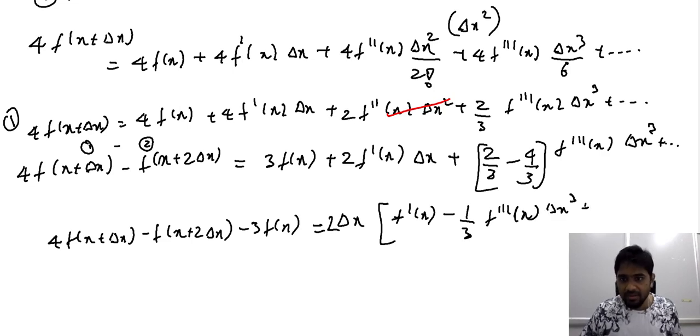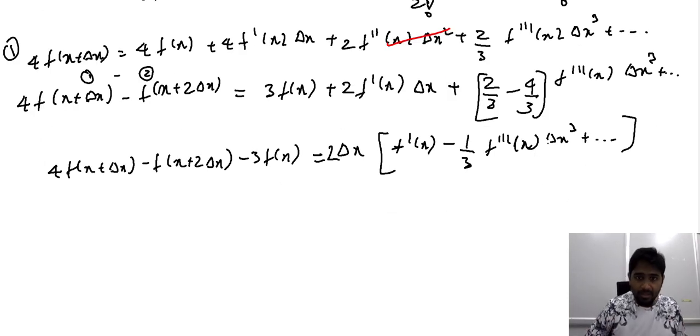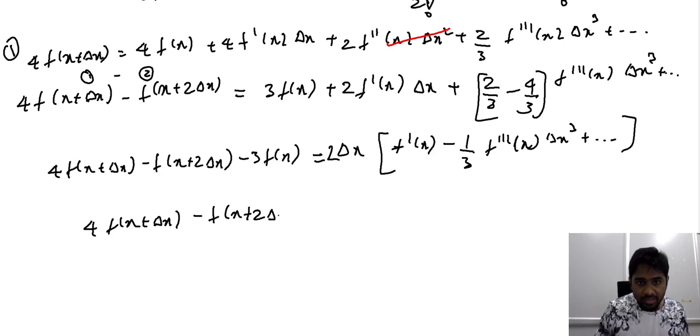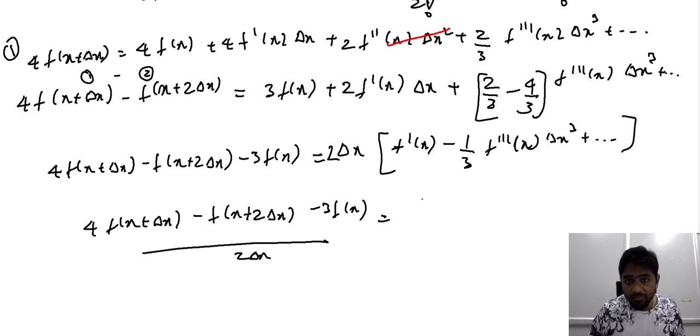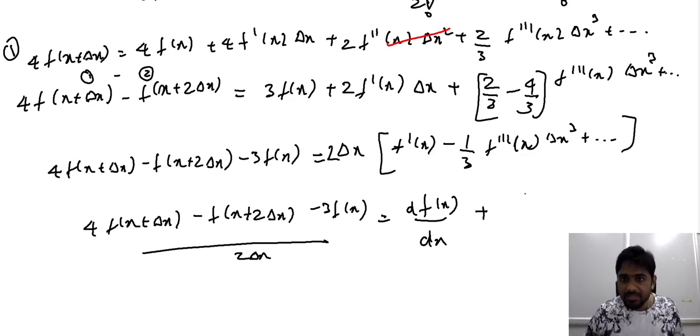So of course these are simplifications that you can try out for yourself. But what essentially we have is, when you bring this downwards and rearrange this, f of x plus delta x minus f of x plus 2 delta x minus 3 f of x over 2 delta x would be this expression. The whole of this expression would be d of f of x by dx plus an error of order delta x square.